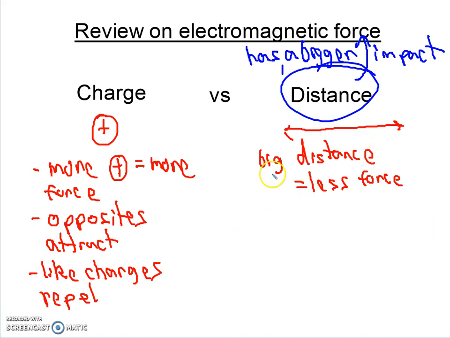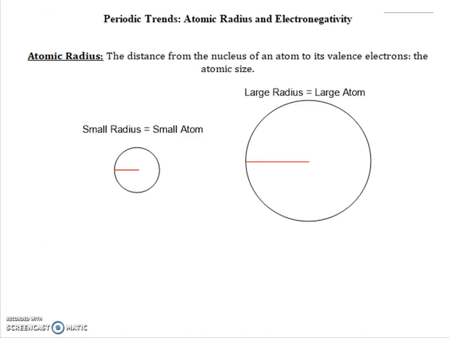Okay, and I could do this the opposite too. Less distance equals more force. So the closer they are, the more force they feel. So that's going to become important. Let's learn about our two vocab terms. Atomic radius. If you know your geometry, atomic radius is actually pretty simple. The definition right here just says the distance, so it's a length, from the nucleus. Nucleus, I remember, is the center of the atom. So the nucleus of an atom to its valence electrons, the atomic size.